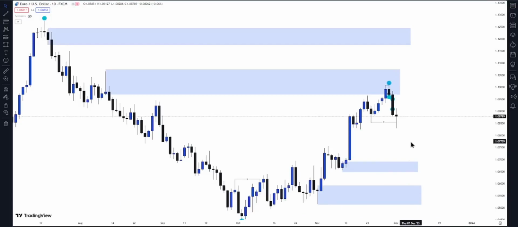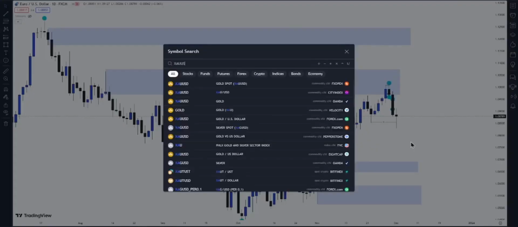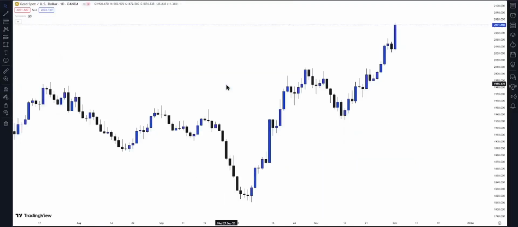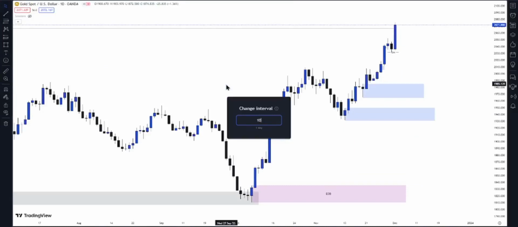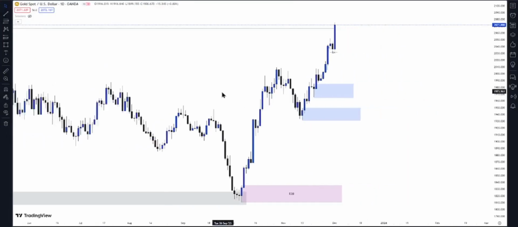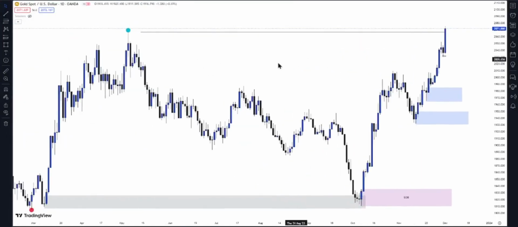So quickly, let's get to gold and see what gold is doing. First of all, we go to the daily time frame of gold. So this is the daily time frame of gold. As you can see, gold has been pretty much bullish.